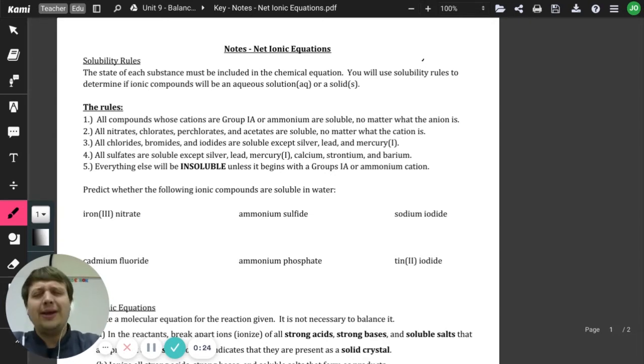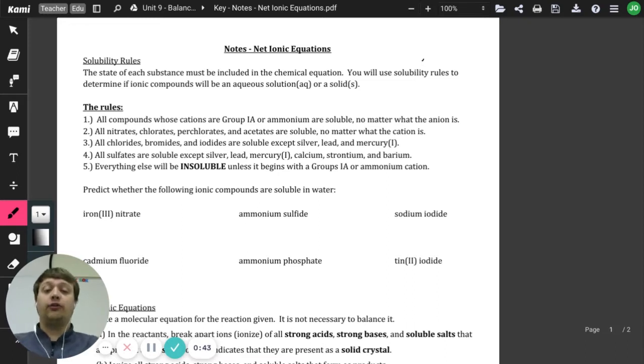For this, we're going to write out our equation, but then we're going to take into account some other things that you're going to need to know, okay? Those other things would be solubility rules. So you will need to know your solubility rules to know what's going on with your net ionic equation.